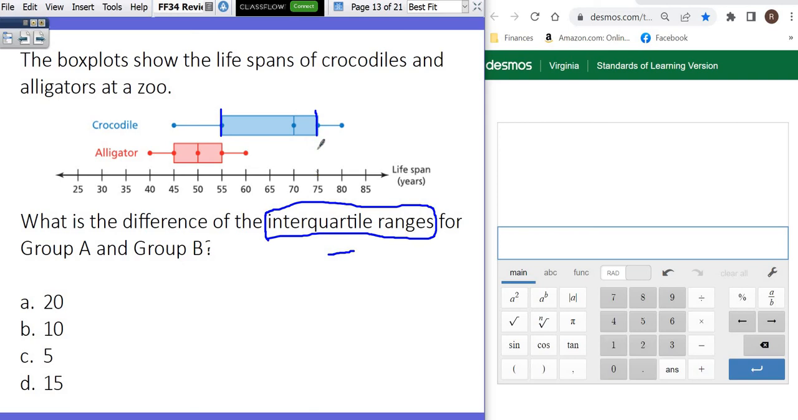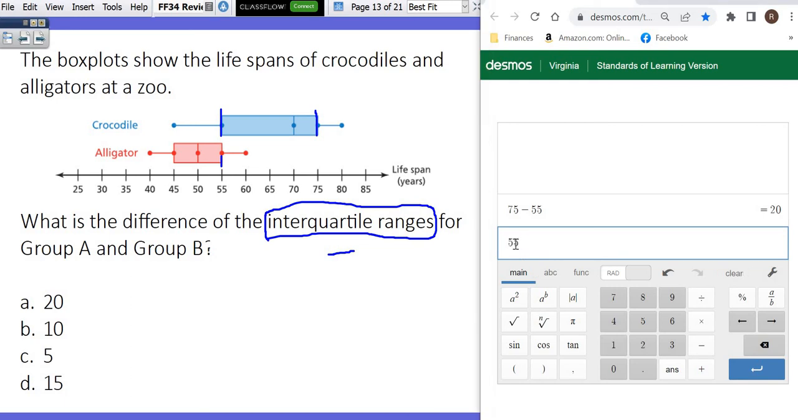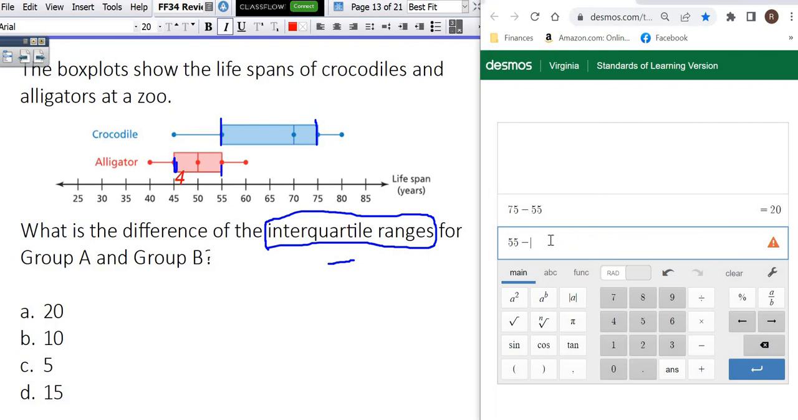So the top of the crocodile box is 75. So I'm going to type 75 minus the bottom of the box, which is 55. So that interquartile range for the crocodiles, group A, is 20. So let's find it for the alligators. The top of the box is 55. So I'm going to type that there. And I'm going to subtract the bottom of the box, which is your 45. Oops, sorry, I'm in the wrong place. And that gives you 10.